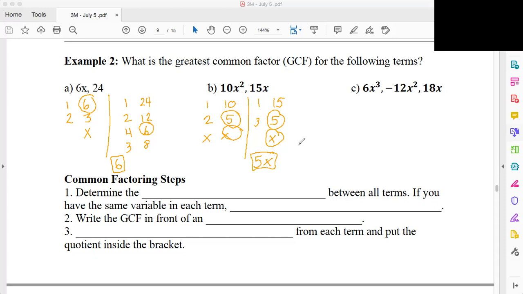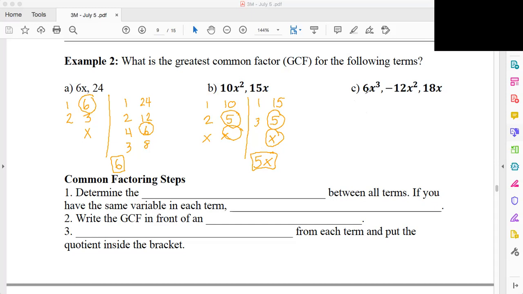Sometimes, and I'm hoping by the end of this, you won't have to think so much about it or do this list. I'm able to look at these numbers and say, okay, the greatest common factor is 5x. I don't need to make a list the way that I am right now. And that's okay. You don't have to prove it to me at all, because once we get to the greatest common factor, you won't have to write it out this way. But if you do need to, go for it.